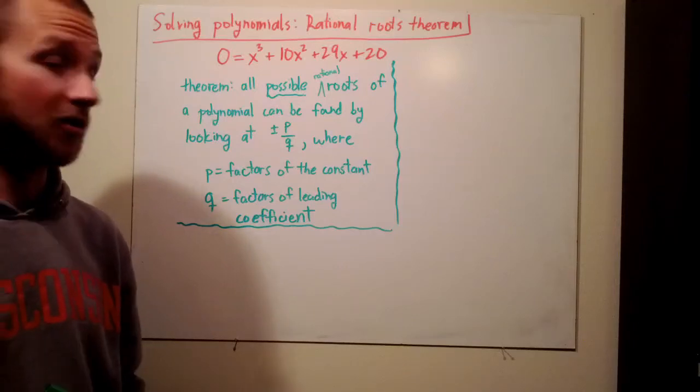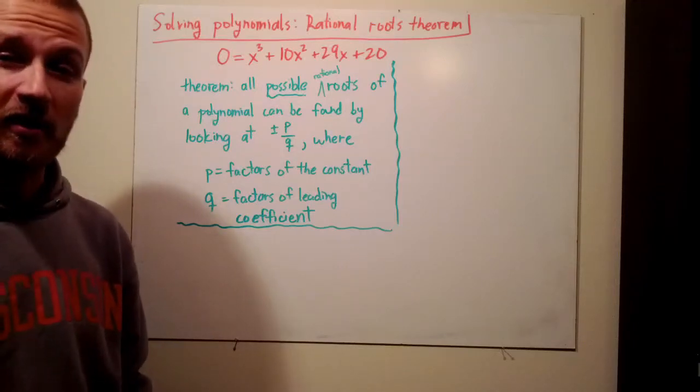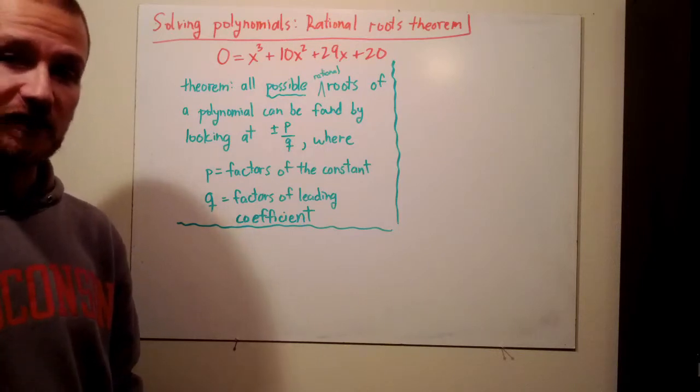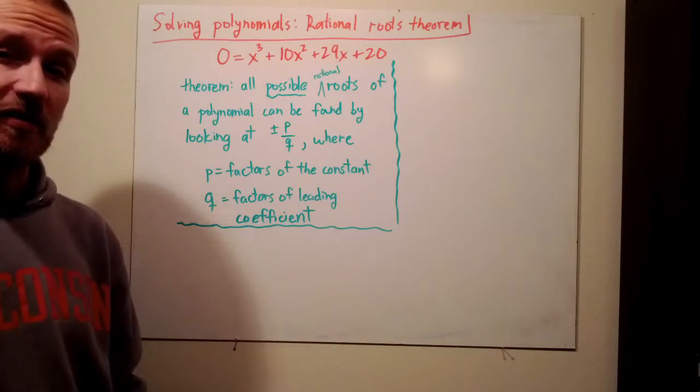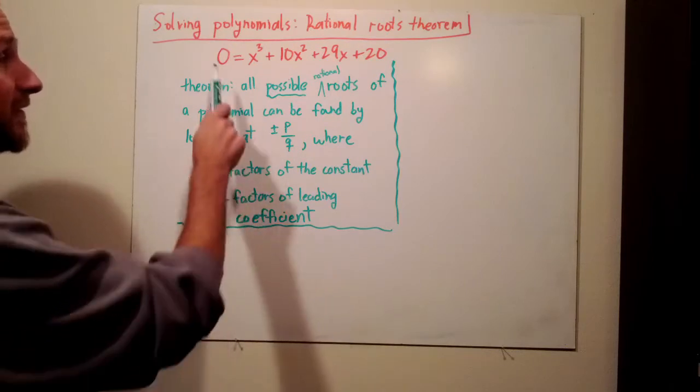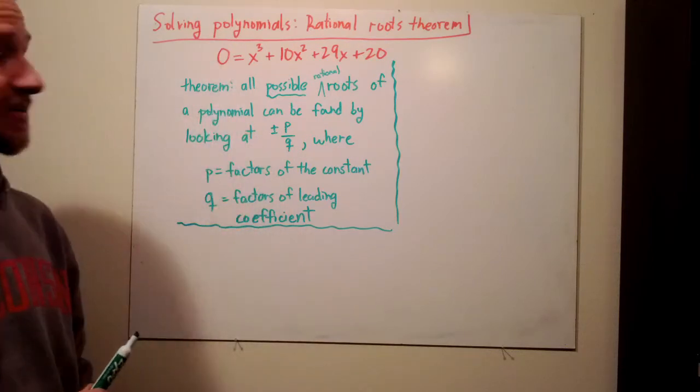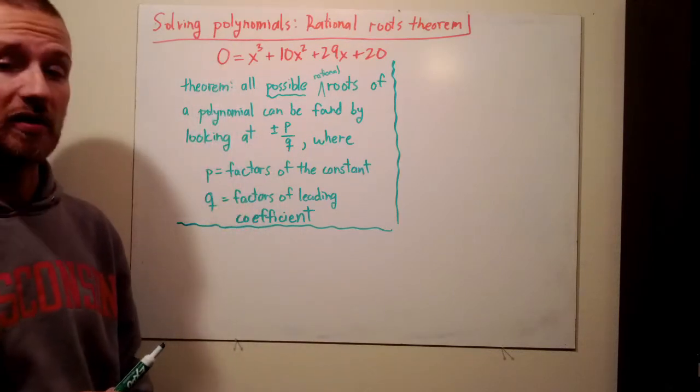In this video, I'm going to talk about the rational roots theorem. Now, the rational roots theorem is a very useful theorem when we're solving polynomial equations. A polynomial equation might look something like this: 0 is equal to x cubed plus 10x squared plus 29x plus 20.